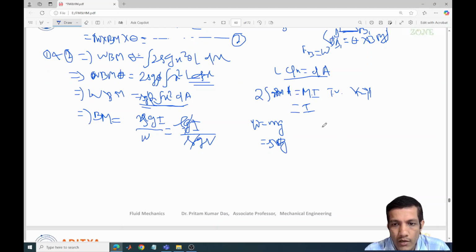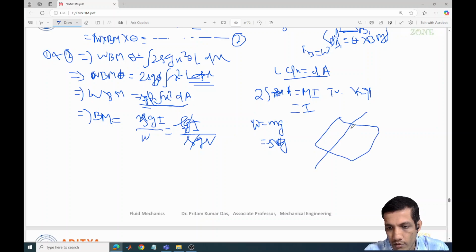Now BM, if you see the diagram, let me draw the diagram again here. This is the M point, this is the G point, and this is the B point. Now BM, from here to here, we can write as BG plus GM equal to I by V.